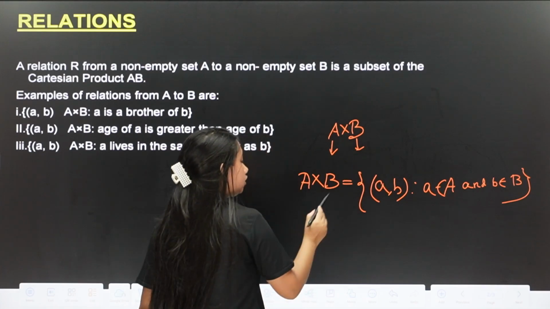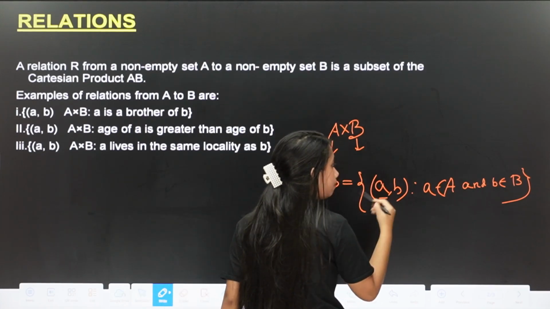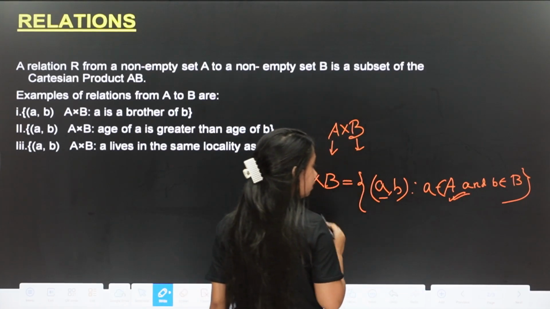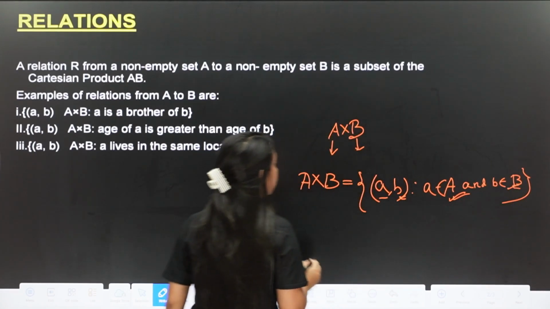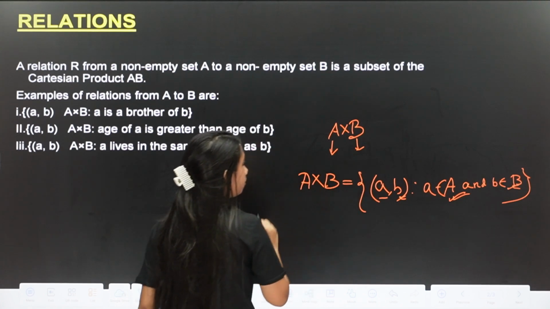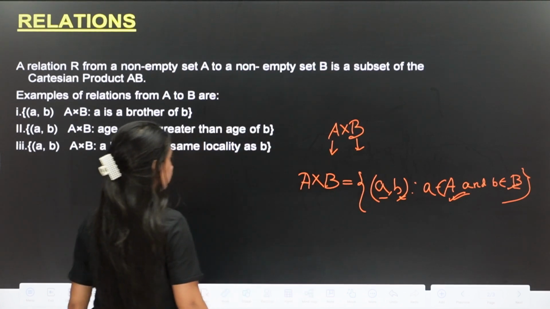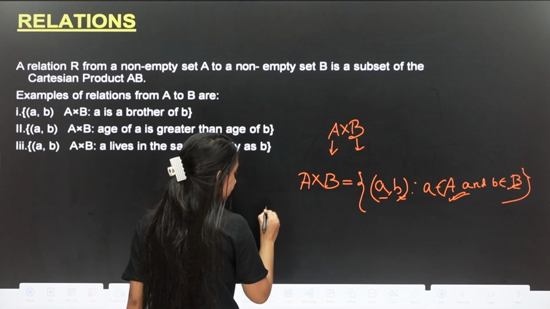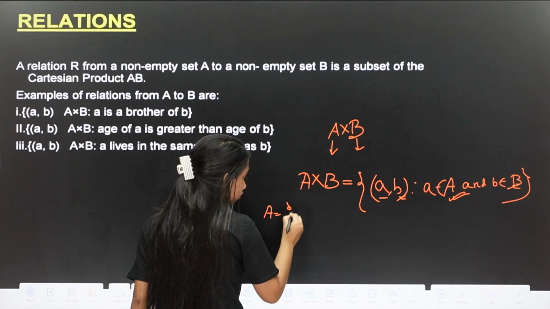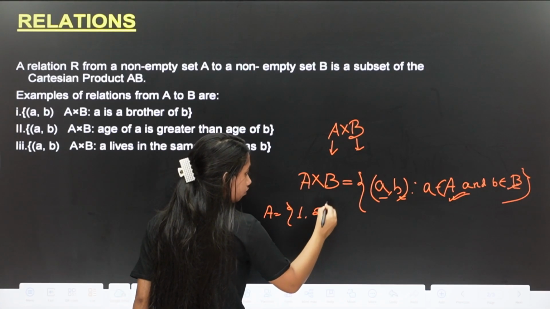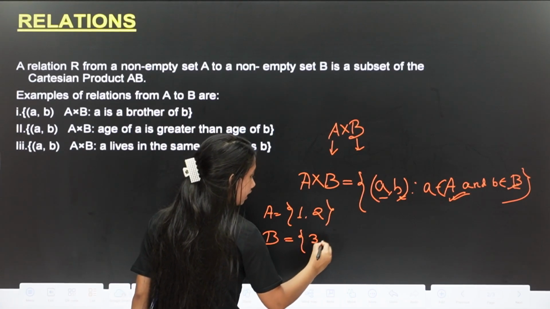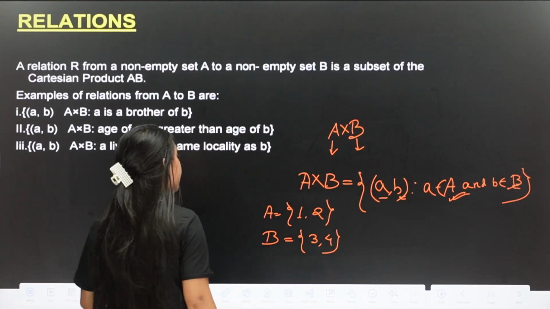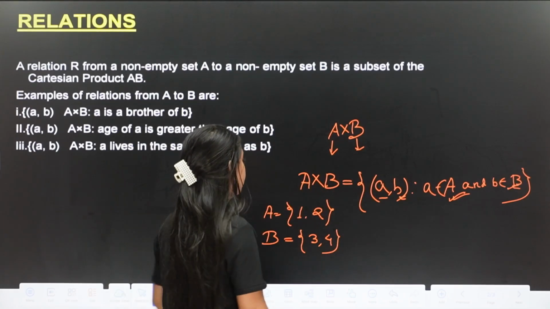So here the first member, that is a, is a member of the set A and the second member, that is b, is a member of the set B. So A cross B is the Cartesian product. If we take an example, A is {1, 2} and B is {3, 4}, what will be the Cartesian product A cross B?